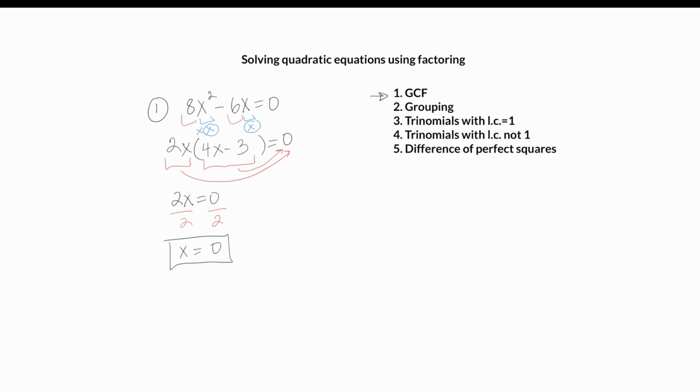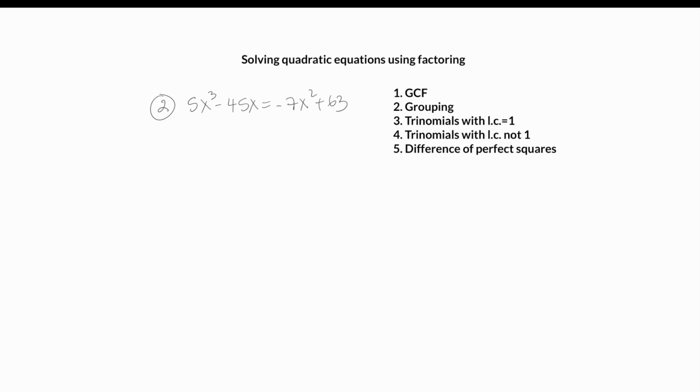The second factor is 4x minus 3, and I set that equal to 0. To get my x by itself here, I will first add the 3, which will leave me with 4x equals positive 3, and then I will divide both sides by 4. So my x is 3/4. Here are your two answers for this quadratic equation. Let's look at the next example.